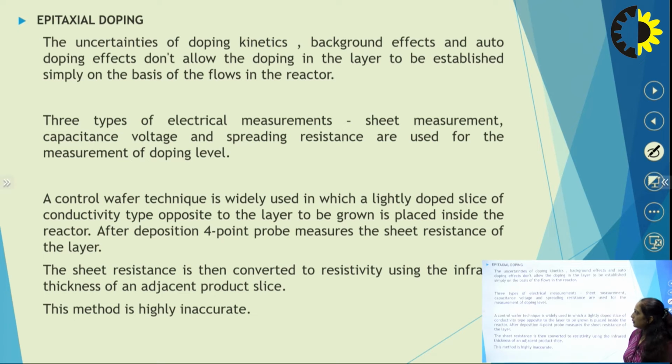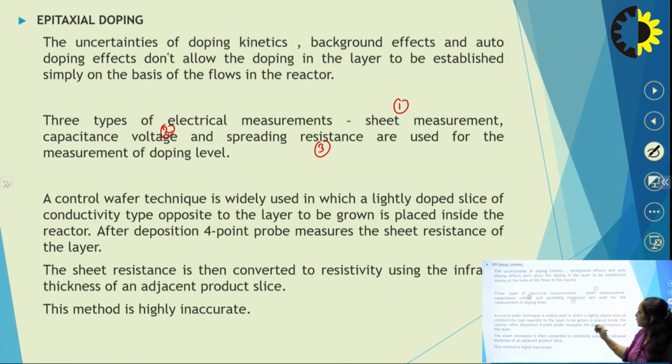Next is epitaxial doping. The uncertainties of doping kinetics, some background effects and auto-doping effects do not allow the doping in the layer to be established as precisely as we want simply on the basis of the flow of the reactor. So there are 3 types of electrical measurement we can use to check the doping. First is the sheet resistance measurement, second is the capacitance-voltage graphs, and the third is the spreading resistance.